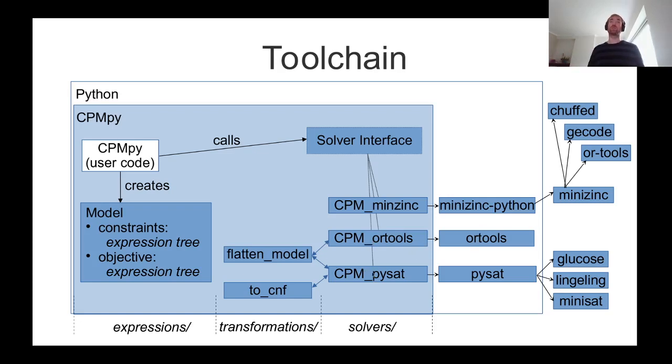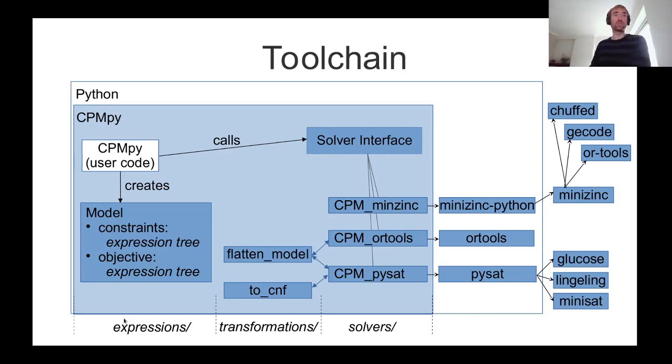Now we also support PySAT. In this case, it's only for Boolean decision variables. It will flatten the model, which corresponds to doing a Tseitin encoding, and then it translates it to CNF, because PySAT's interface expects CNF as input. So CPMpy will do that for you. We'll reuse the same code here and use some custom code here, and then it will translate this to the PySAT interface, which in turn has multiple SAT solvers that it supports.